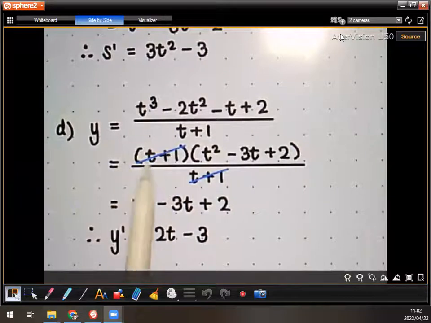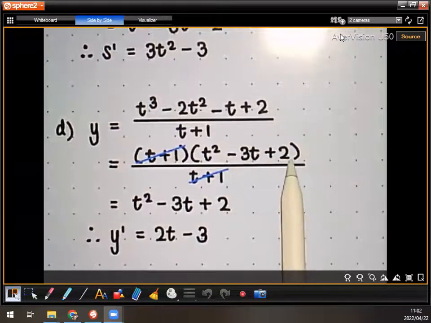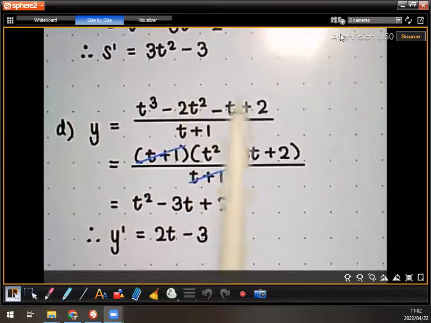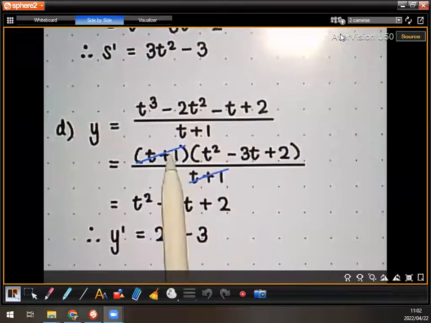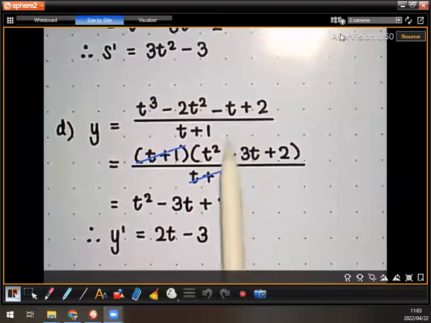This is what we did when we did remainder and factor theorem, factorizing cubics. So t multiplied by what to get t cubed? T squared. What do you multiply 1 by to get 2? 2. Then to get your middle term, we need to have a negative 2t squared. At the moment we have plus 1t squared. So if we have 1t squared, we need to get to negative 2t squared, we need a negative 3t squared. So that's why that middle term there is negative 3t.